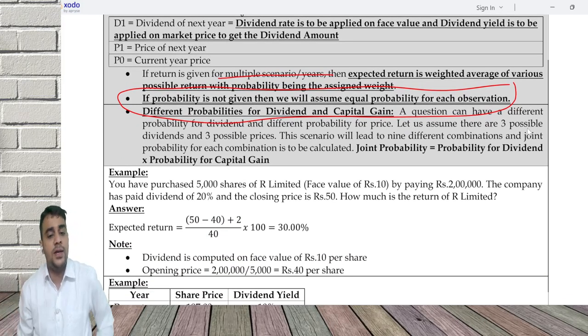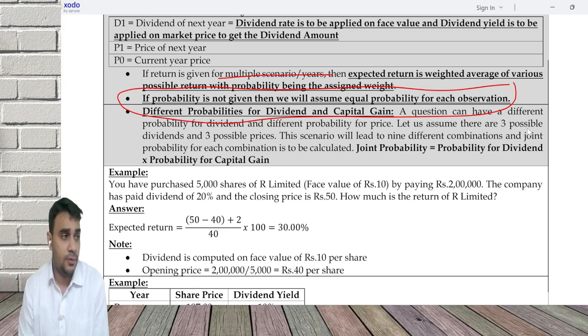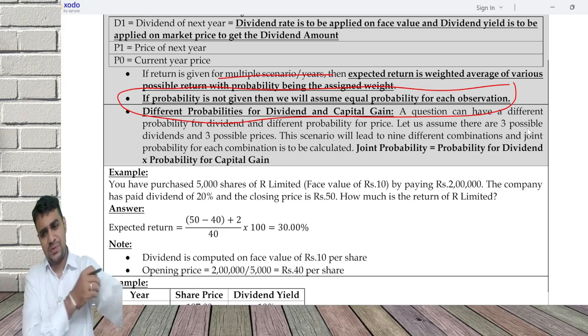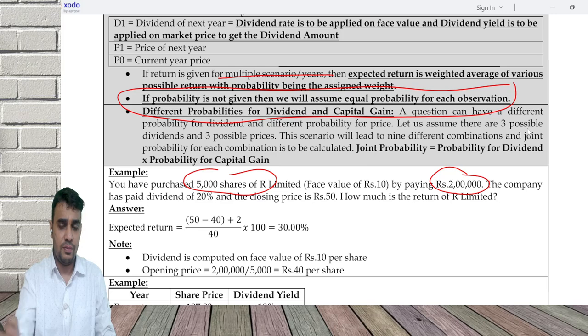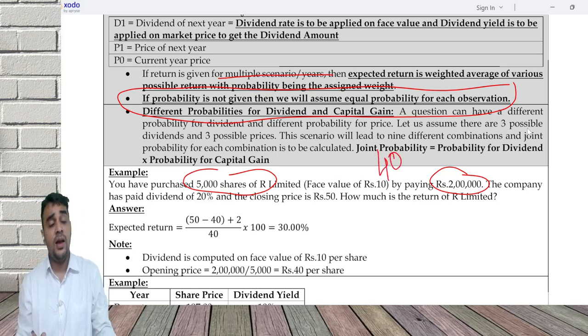You have purchased 5,000 shares of R Limited by paying 2 lakh. What is the purchase price? Tell me the purchase price. Price 40. This is my NAV0. This is the price I have paid. Closing price is how much? 50. So P1 minus P0.